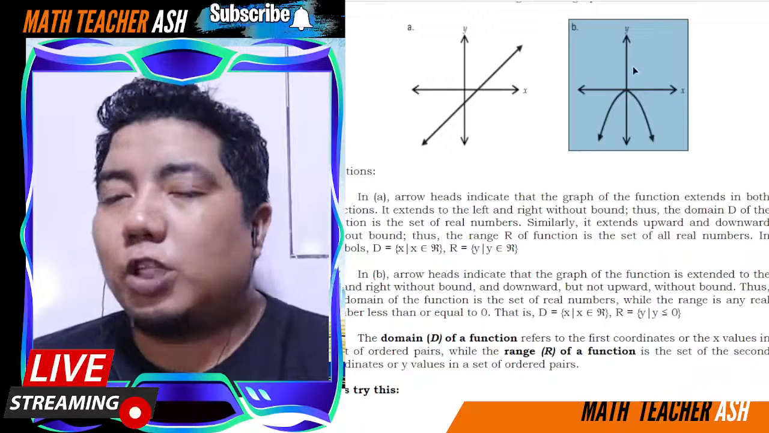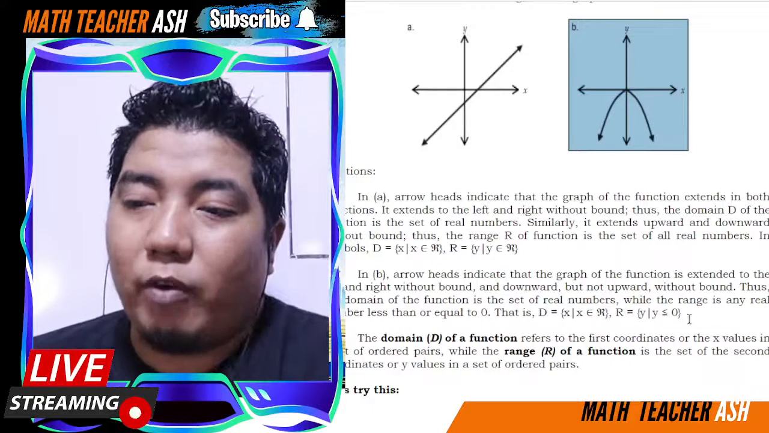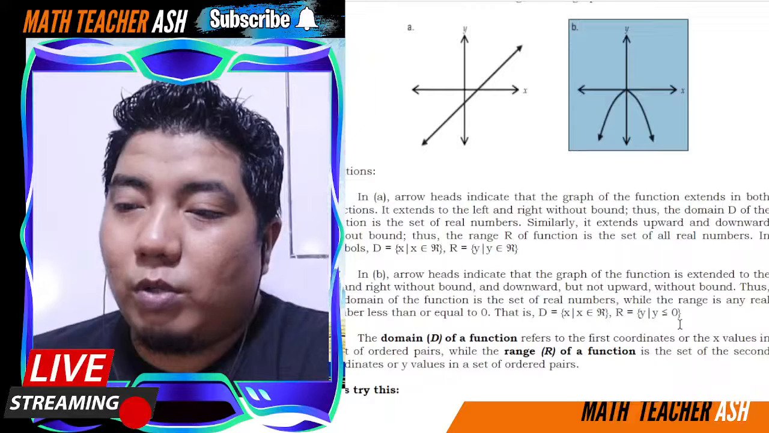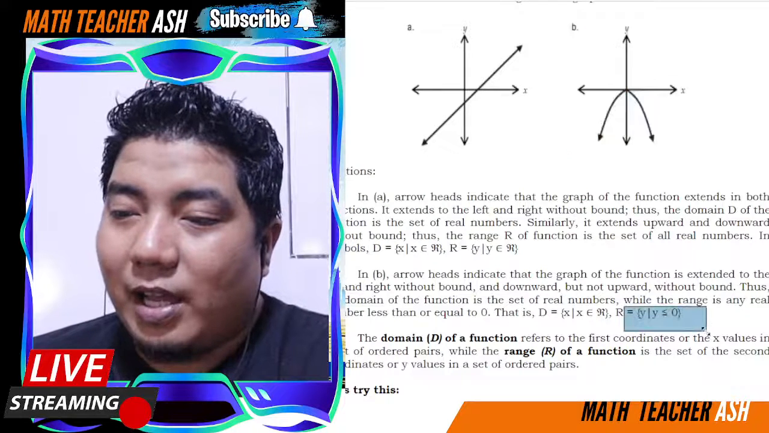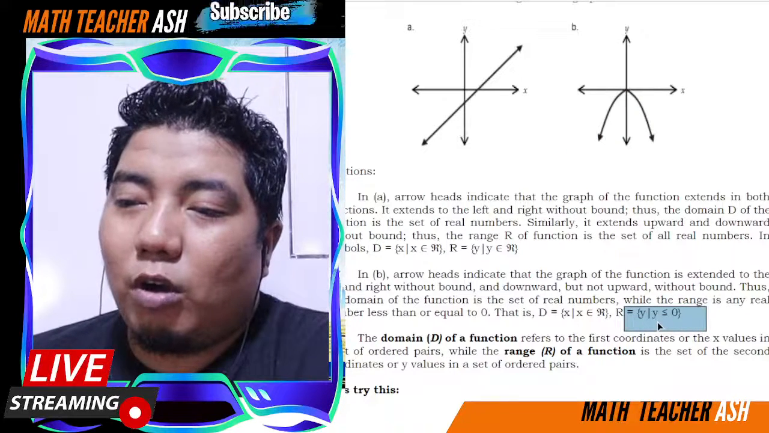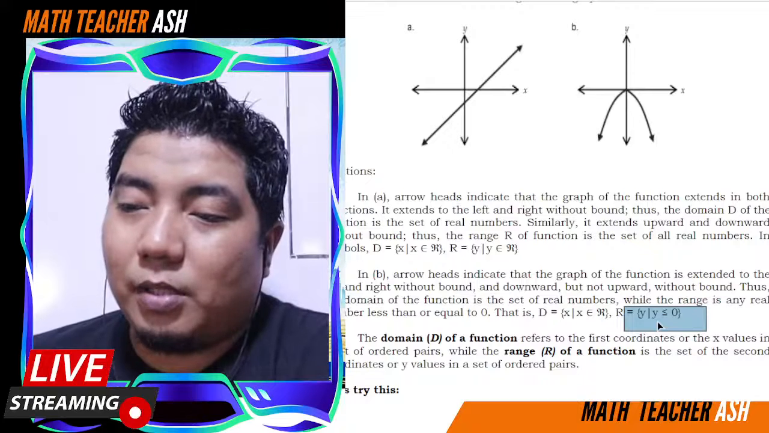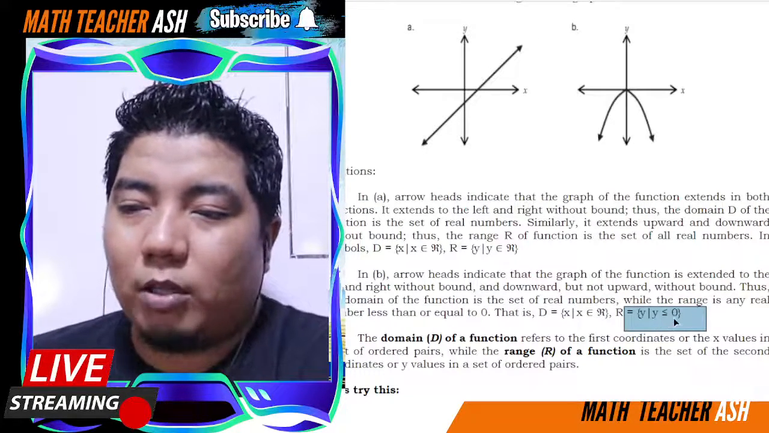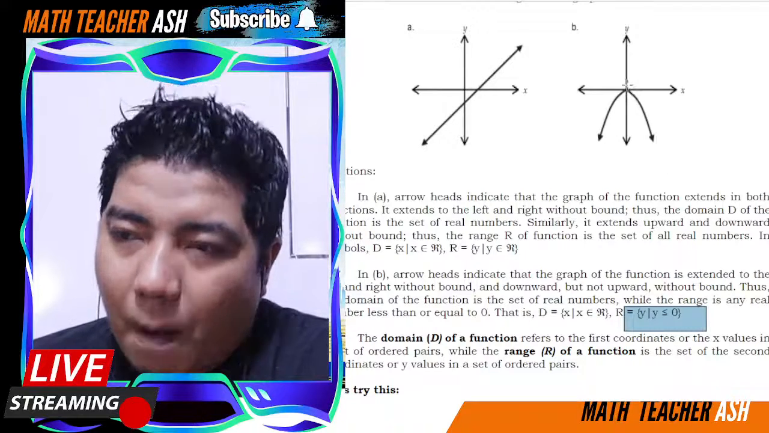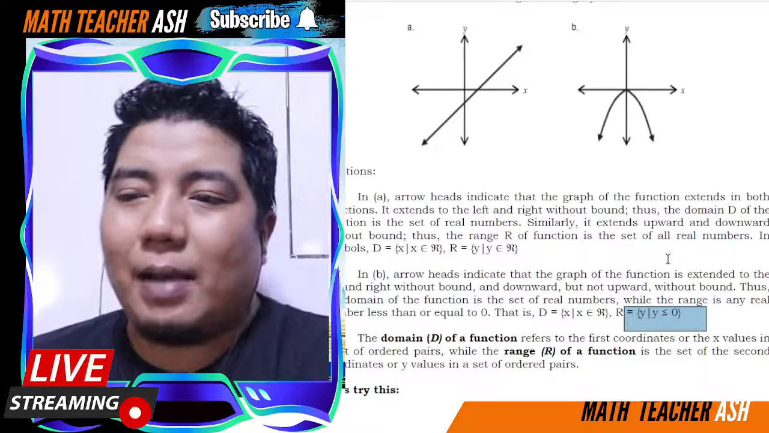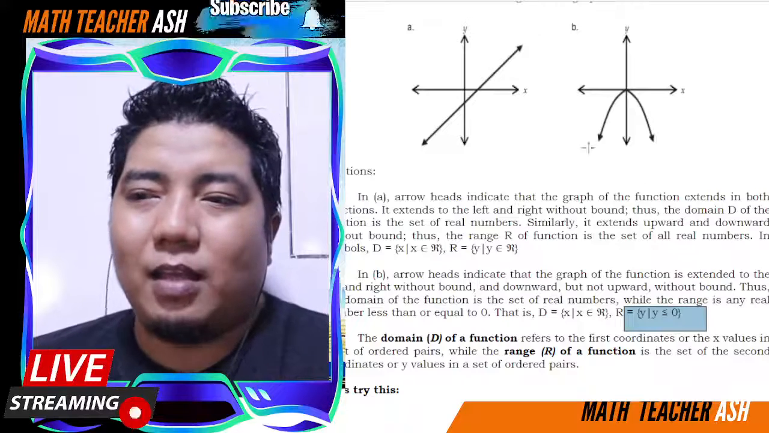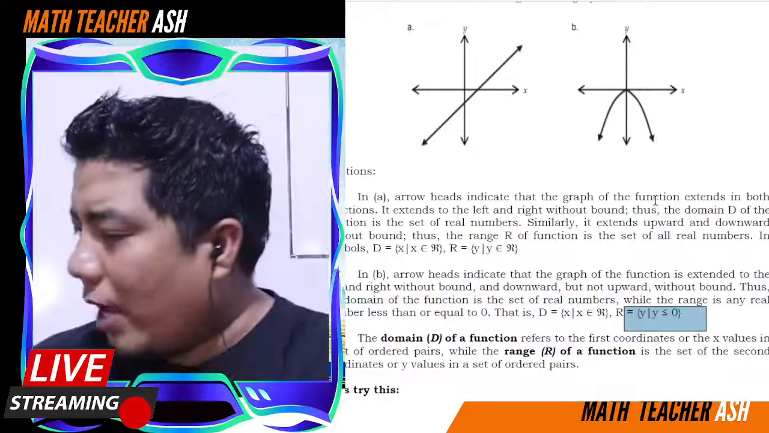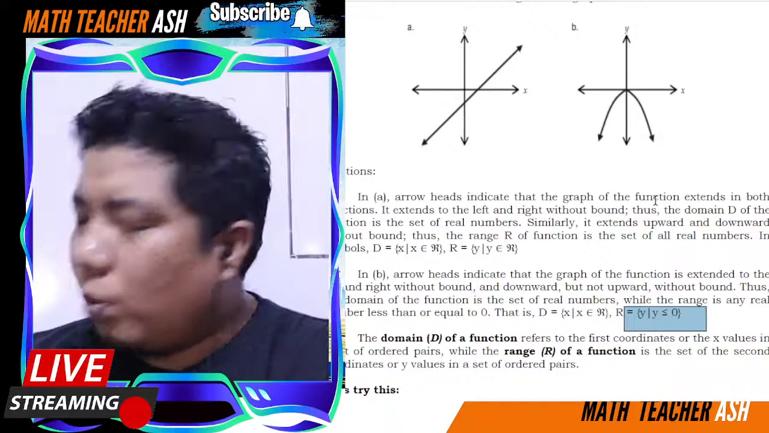So, walang composition of the positive y. Therefore, for the range, that is only ito. As you can see, all set of real numbers such that y is less than or equal to 0. So, from 0, pababa. Okay, yun lamang ang range ng ating graph dito. So I hope, my dear math learners, nakuha nyo yun.